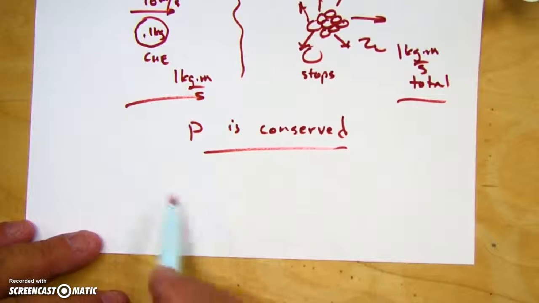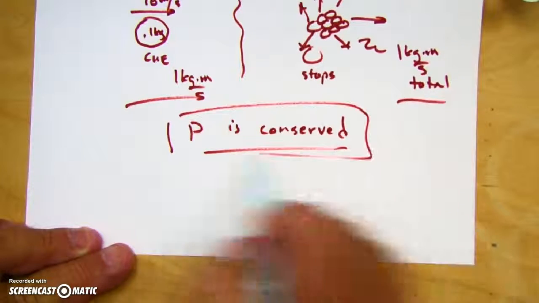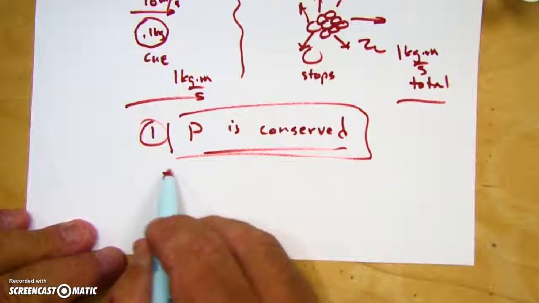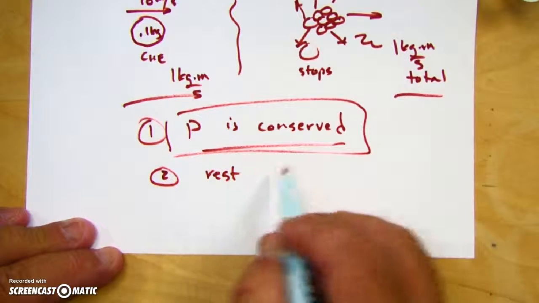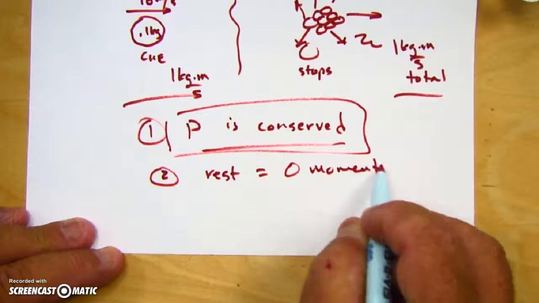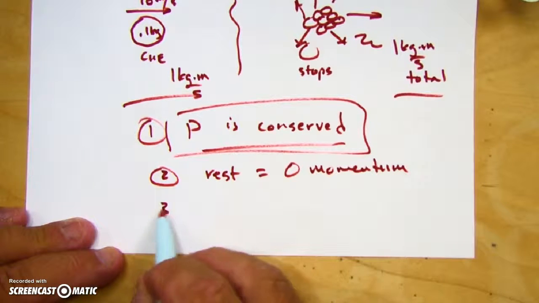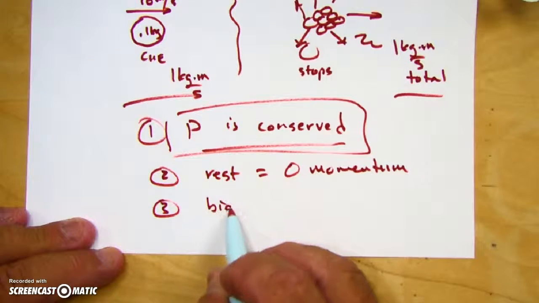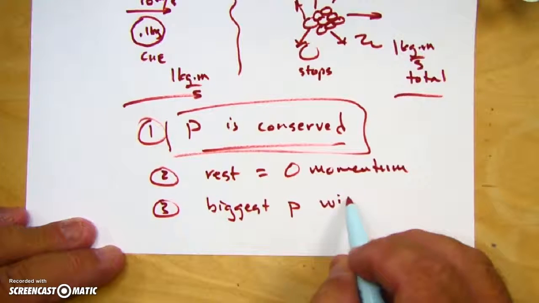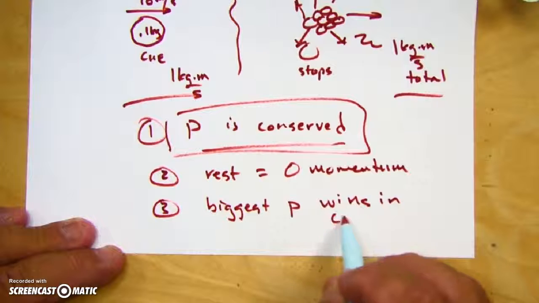So the key things to remember. Number 1, momentum is conserved. Number 2, rest equals 0 momentum. Number 3, biggest momentum wins in crashes.